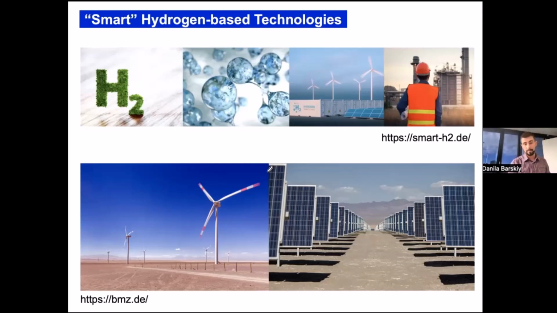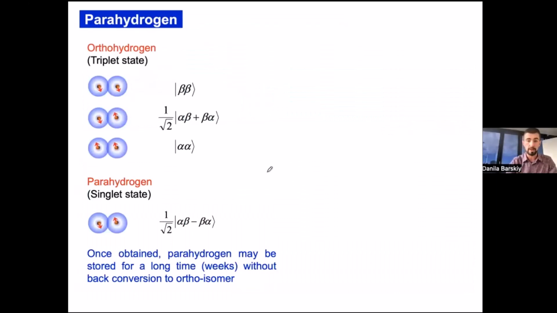But I'm also happy that hydrogen can be used for completely different purposes other than energy storage. And this is enhancement of nuclear signals in magnetic resonance imaging and nuclear magnetic resonance. For that, we need to understand a very basic quantum mechanical concept, which is entanglement, and the fact that hydrogen actually consists of a mixture. A normal hydrogen molecule consists of a mixture of two different nuclear spin states.